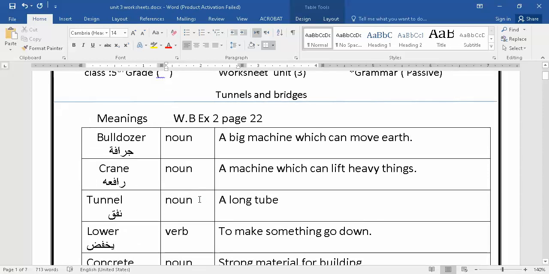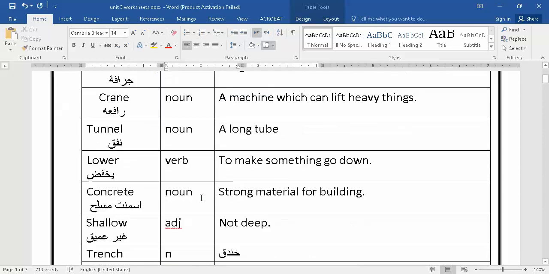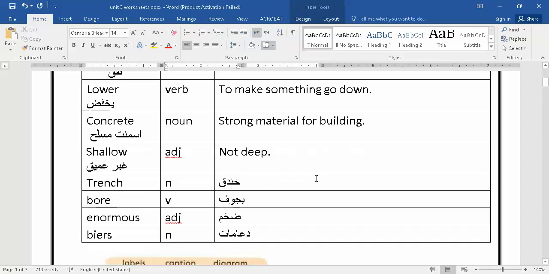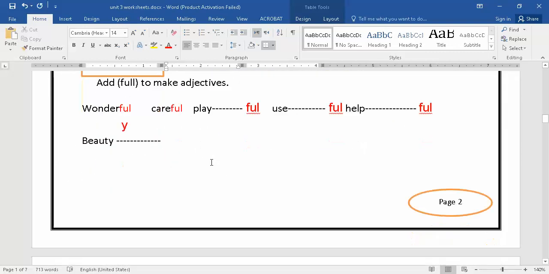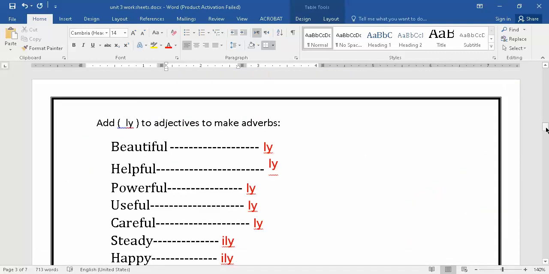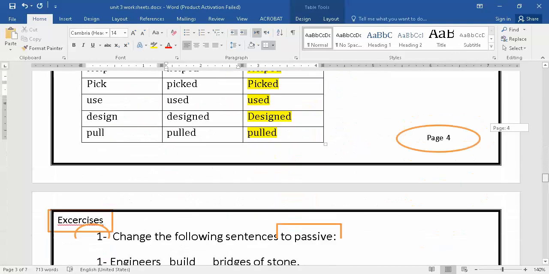Here are the words and their meanings. Bulldozer, a big machine which can move earth. Crane, a machine which can lift heavy things. Tunnel is a long tube. Lower, to make something go down. Concrete is a strong material for building. Shallow is not deep. I have explained all of these for you.